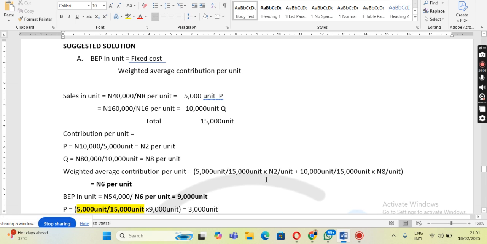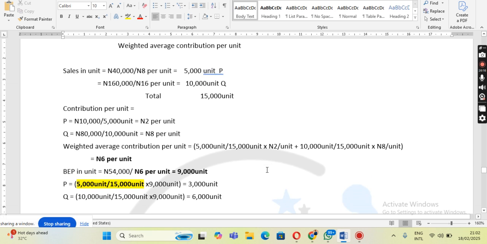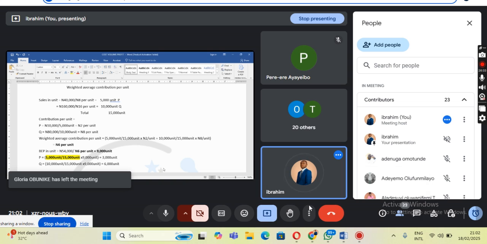You know, the BEP that you now calculate here is the total for the two products. Now, how will you separate it? Just look for the mix. The percentage you got when you say 5,000 divided by 15,000 units. What is the percentage of P in that unit? Multiply it, you get your BEP for P. Multiply it, you get your BEP for Q. Then you move on. Class, do we understand?